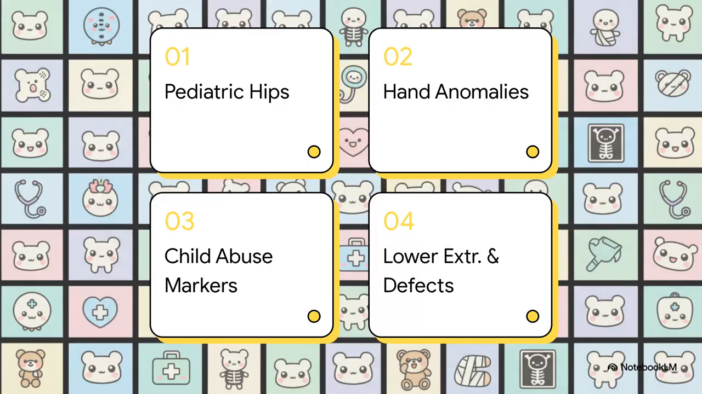To keep things fast and incredibly focused, we're going to tackle these clinical vignettes across 4 thematic rounds: pediatric hip pathologies, congenital hand anomalies, identifying non-accidental injuries, and finally, lower extremity and metabolic defects.